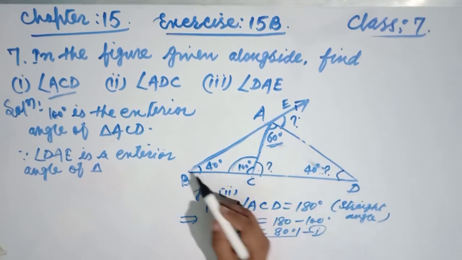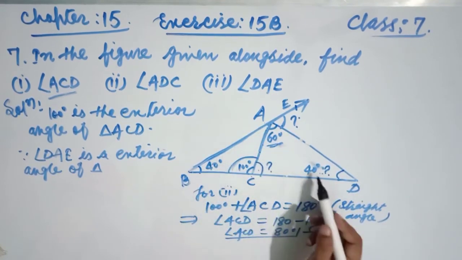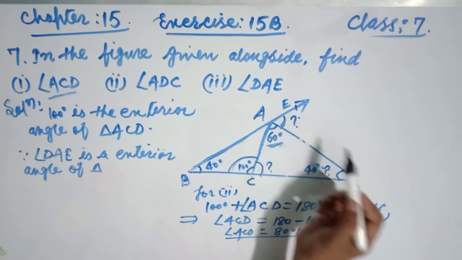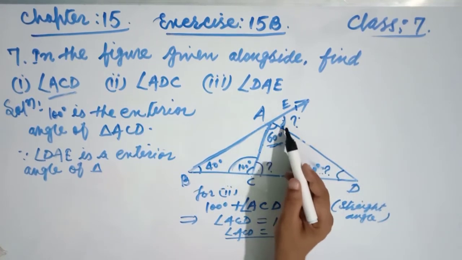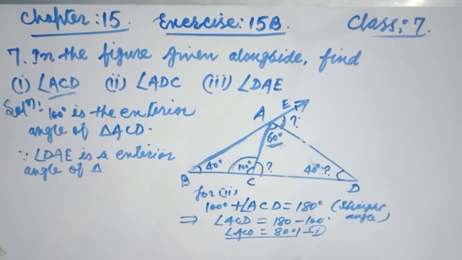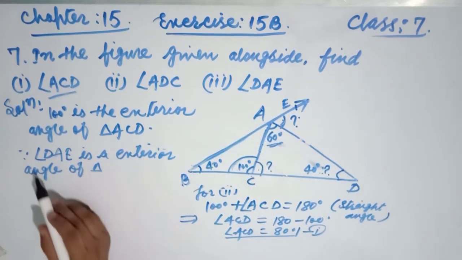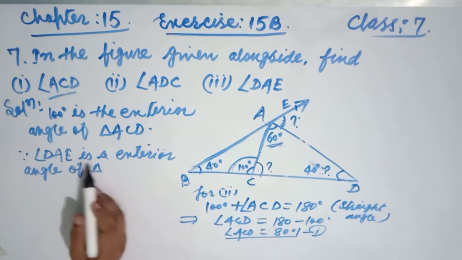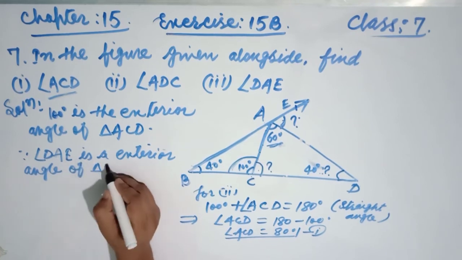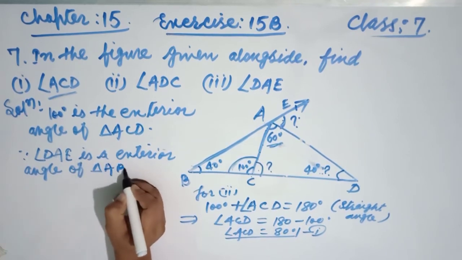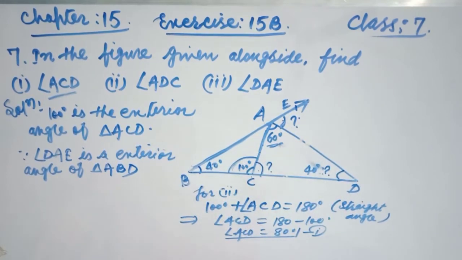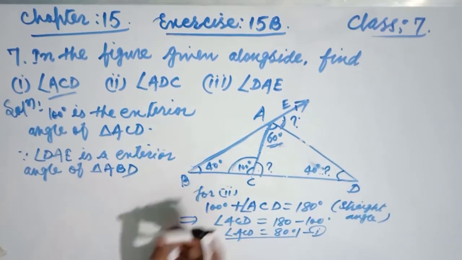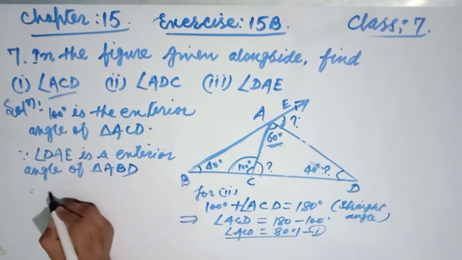That means we can say, friends, side BA and BD, that this angle DAE is the exterior angle of the big triangle ABC. So here, friends, angle DAE is the exterior angle of triangle ABD. Look at the figure, friends, this is the exterior angle of ABD.